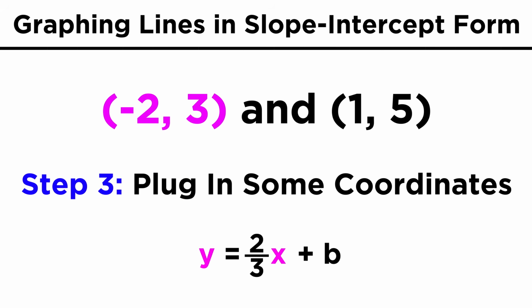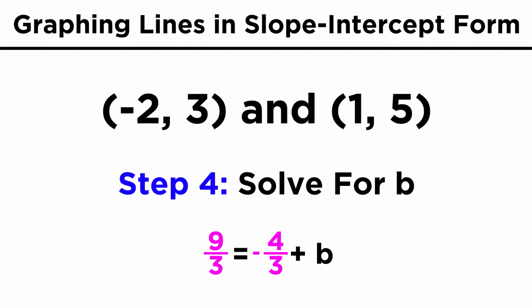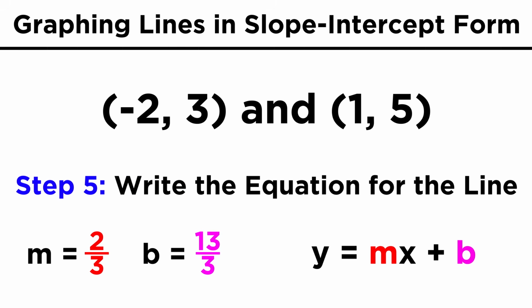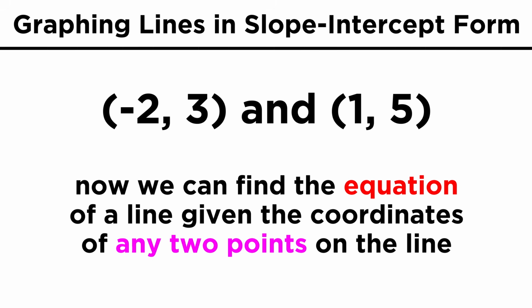Just to be thorough, let's plug in the other point and verify that we get the same thing. 3, or 9/3, equals -4/3 plus b. Add 4/3 to both sides, and we see that we get the same thing as before. And with that, we have our equation for this line, y equals 2/3 x plus 13/3. So now we know how to find the equation of a line given any 2 points on that line.